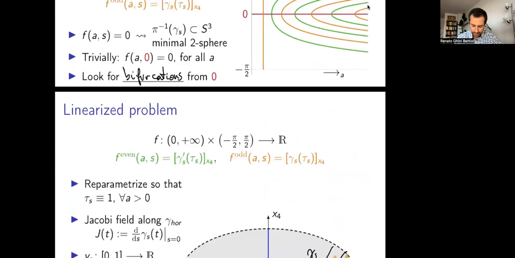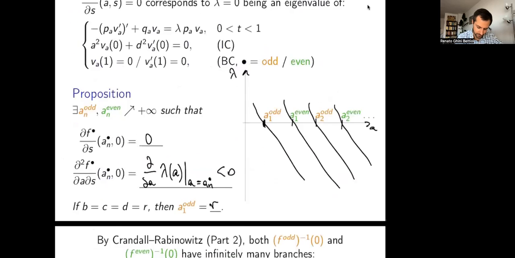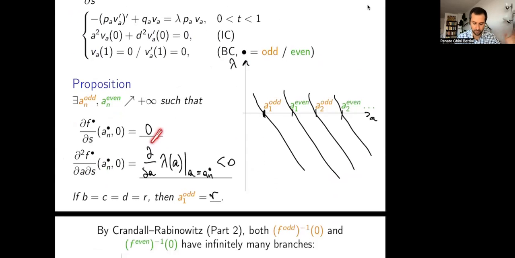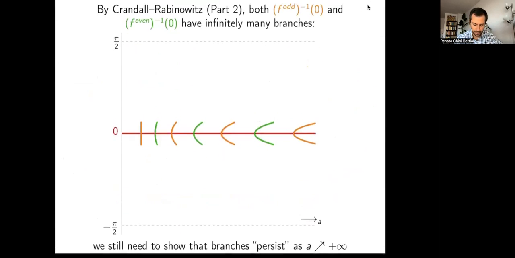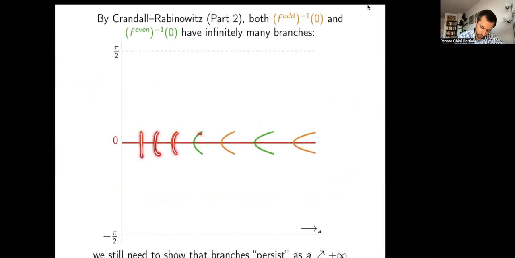All right. But the fact that I have this 0 along the sequence and this not 0 along the sequence implies, by Crandall-Rabinowitz, that I have local bifurcation in all of these instances, right? So this is the first odd instant, this is the first even instant, and so on. Second odd instant, second even instant, and so on. So I have a little bit of bifurcating branches at each of these.